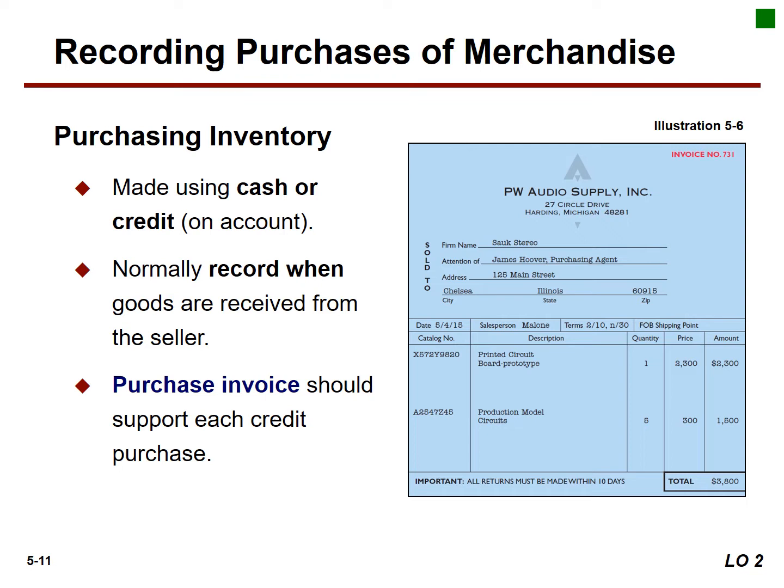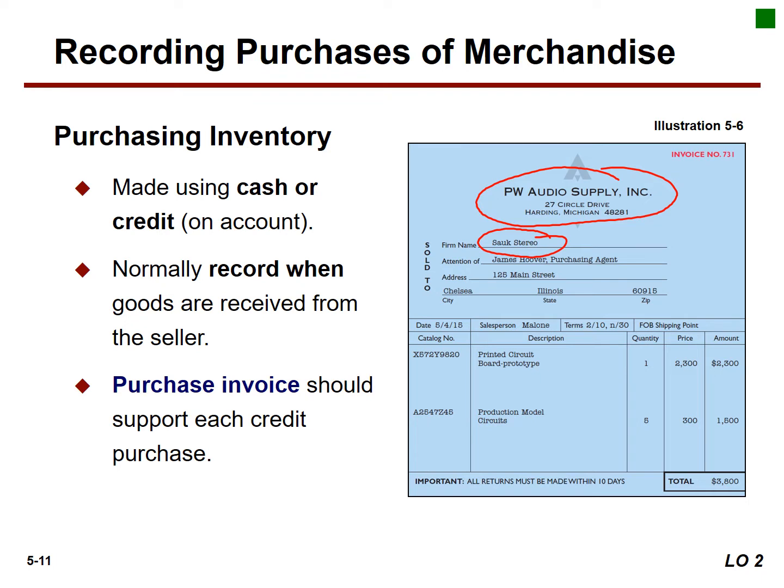Okay, let's look at how our businesses will record our transactions related to our inventory. We're going to be looking at it from both the buyer's and the seller's perspective. We're assuming both of these businesses keep track of their inventory under the perpetual inventory system. PW Audio Supply is going to be our seller. Sauk Stereo is going to be our buyer. We're first going to look at our entries that are going to be made by the buyer, Sauk Stereo.